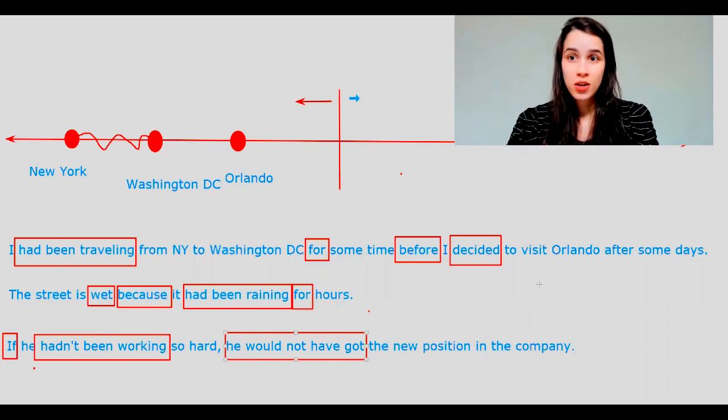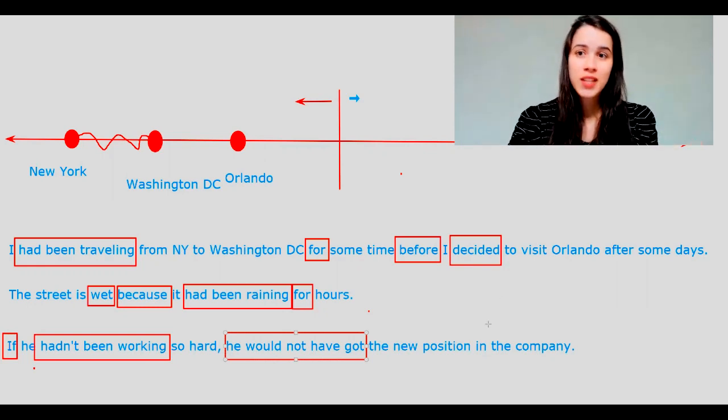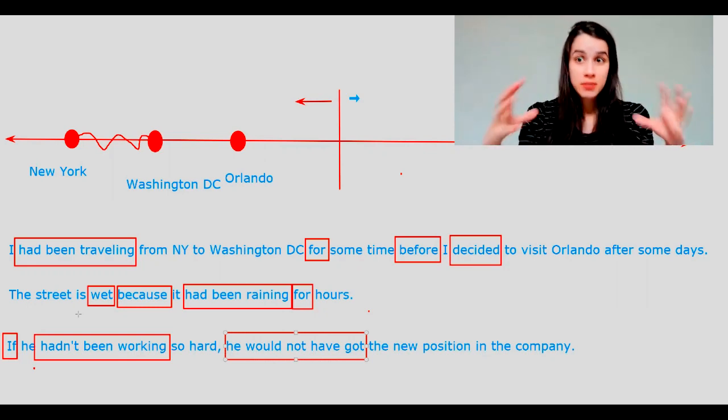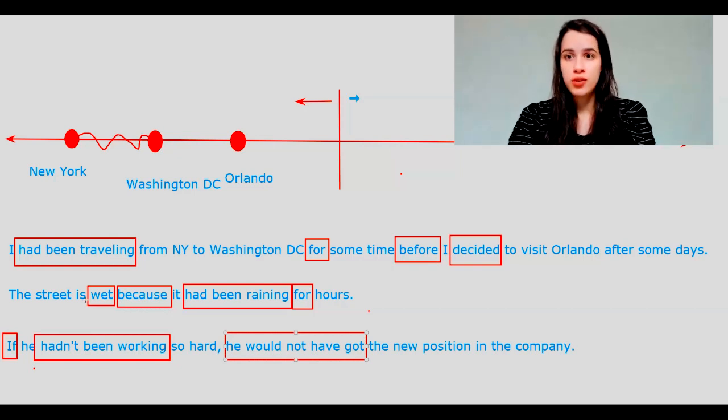If you don't know what is third conditional and you would like to know how to use it, I recommend you to watch this video, okay? And there I talk about all the kinds of conditional sentences. 0, first, second, and third. Here we are using the third conditional sentence with not only past perfect, but past perfect continuous. So if he hadn't been working so hard for some time, he would not have got the new position, the promotion, okay? So this is a third conditional sentence using past perfect continuous.